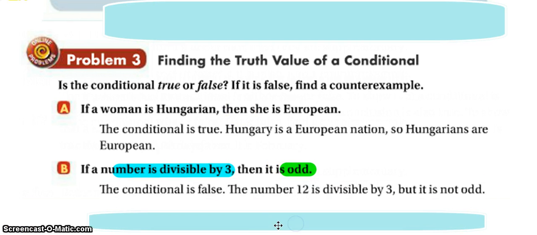So 12, 6, I mean, any of these larger numbers, there's a ton that are divisible by 3, but yet not odd. So this is false.